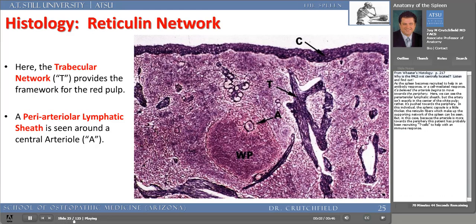As the spleen becomes recruited to help in an antibody response or a cell-mediated response, it's believed that the arteriole begins to move towards the periphery. Here we can see the periarteriolar lymphatic sheath, but the artery isn't exactly in the center of the white pulp. Rather, it's pushed towards the periphery. In this individual, the splenic capsule is a little thicker. The trabecular fibers, which make up the supporting network of the spleen, can be seen. But in this case, because the arteriole is more towards the periphery, this patient probably has been recruiting T cells to help with an immune response.